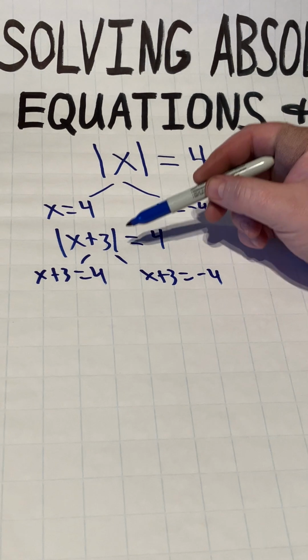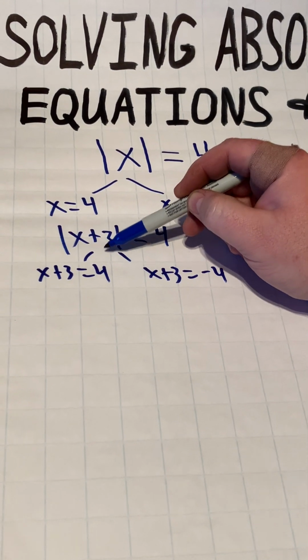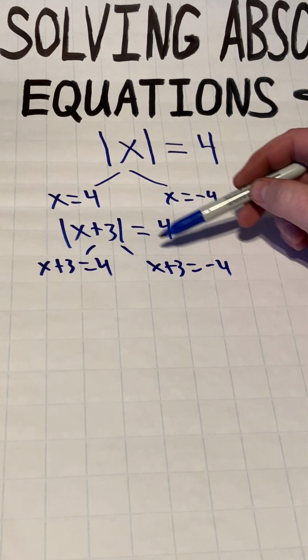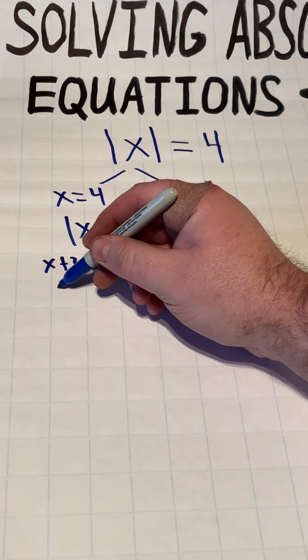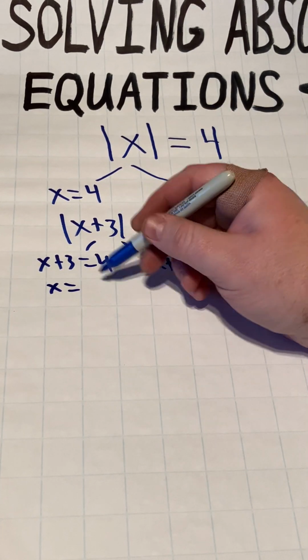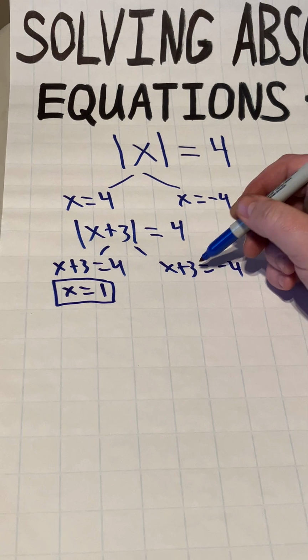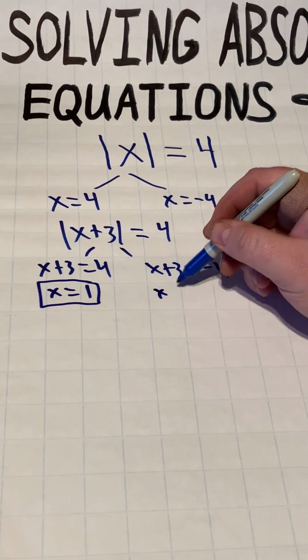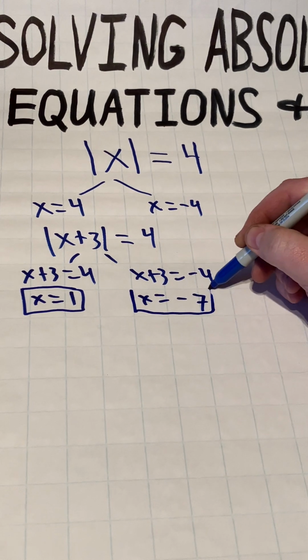So this is what you always want to do. When you have an absolute value equation, you're going to break it up into two separate equations. And of course, for each of these, this one, I'll get x could be 1. Or if I subtract 3 here, we get x could be negative 7.